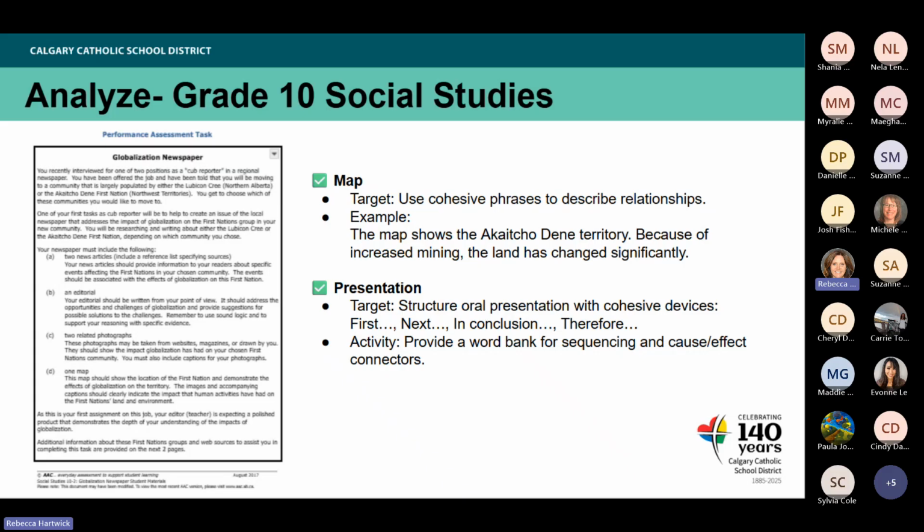And I just wanted to make note as well, I know that for the social studies diploma exams, part of the rubric for the written response on the diploma is specific to cohesive devices. So these are skills, again, that need to be explicitly taught for all students in our classes and will help them to do better, for example, on their diploma exam as well. So just wanted to bring that up.